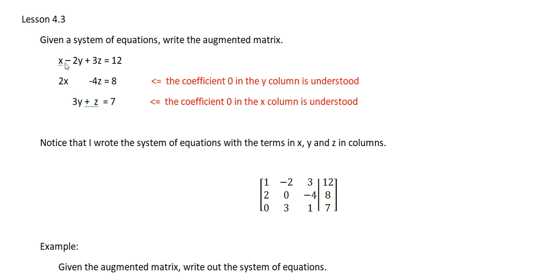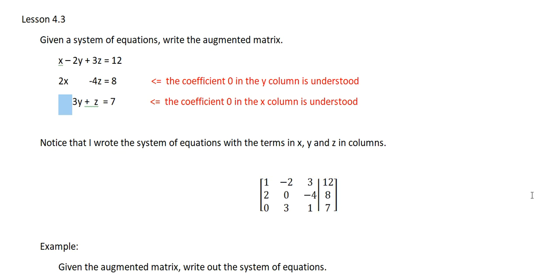In this first equation, the coefficient of x is 1, minus 2, 3, and then of course we're going to have 12. 1, minus 2, 3, and then 12. That's our first equation, so it goes in the first row. Here we have 2x, and we've understood that the coefficient of y is 0, then minus 4, so 2, 0, minus 4, and 8. And the very last one, again, we have another 0 because the x is missing. 0, positive 3, positive 1, 7.